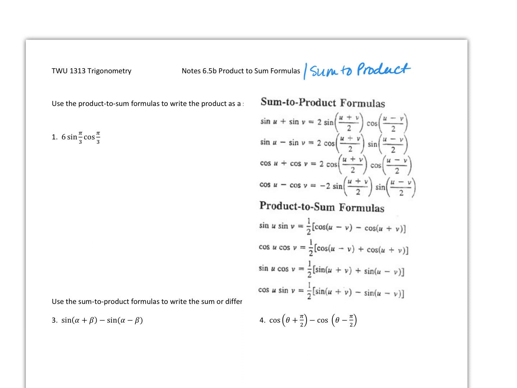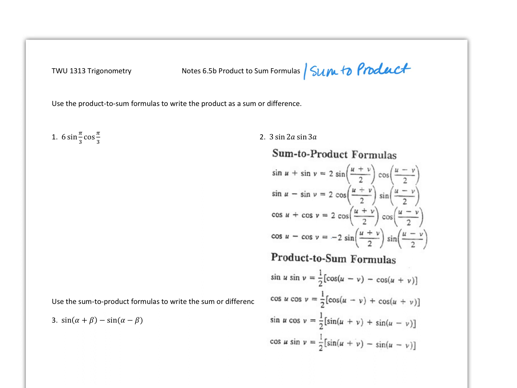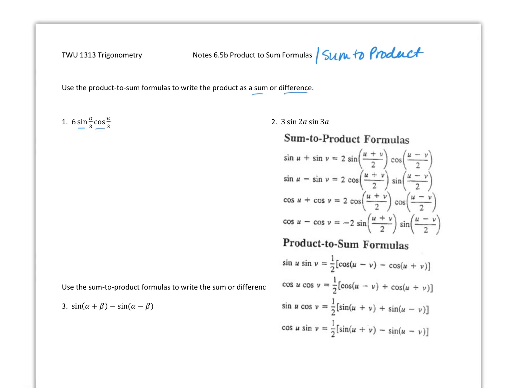So in this first section, notice it says, let's use the product to sum formulas to write it as a sum or a difference, okay? So we are looking for a product that looks like this, sine and cosine. So I look at my chart, I see sine and cosine down here, right? So I'm going to rewrite it in these terms. I just need to be clear on what is u, which is pi over 3, and what is v, pi over 3. They work out to be the same. Now the 6 will just kind of come along for the ride.